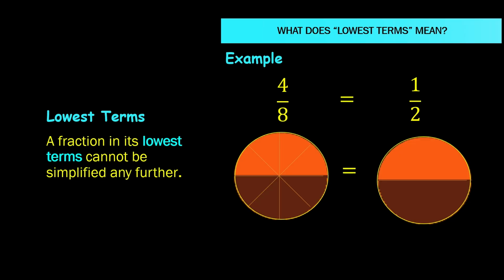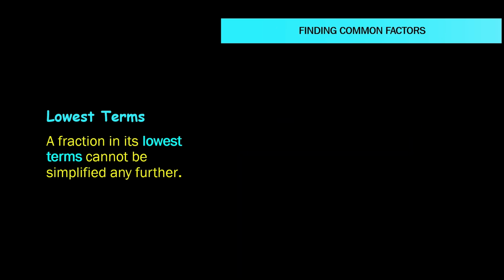Now, simplifying changes the numbers, but it does not change the value of the fraction. We say that 1/2 is the simplest form of 4/8. Before simplifying a fraction, we need to find the greatest number that divides both the numerator and denominator exactly. This is called the greatest common factor, or GCF. Let's take a look at an example.